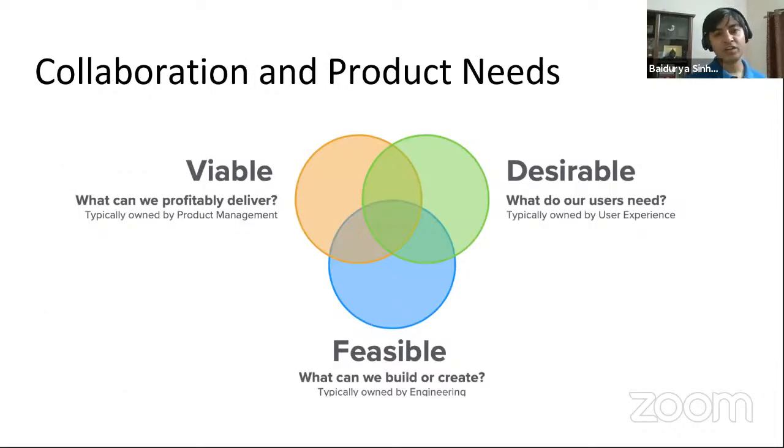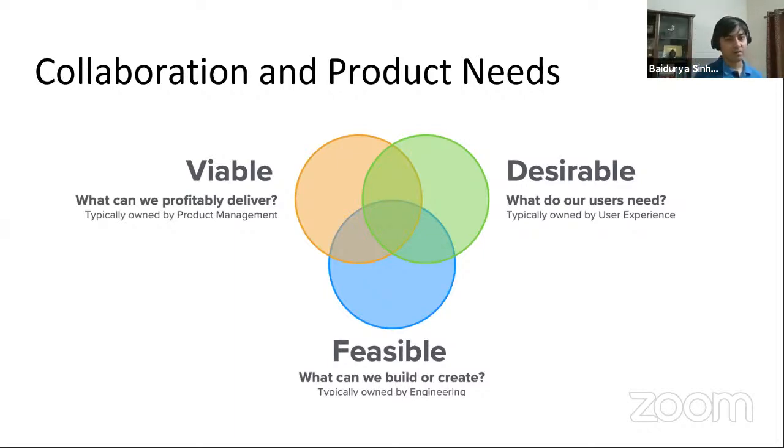So before we move into the details of each model, let's look at what is needed for creating a product. I think this diagram is very popular, and everybody has seen this diagram at least once in their career. It says what is needed for a product, right? As we look at UX, now let's look at product. The product has to be desirable. What are your user needs? Because at the end of the day, you are trying to solve problems for the user.